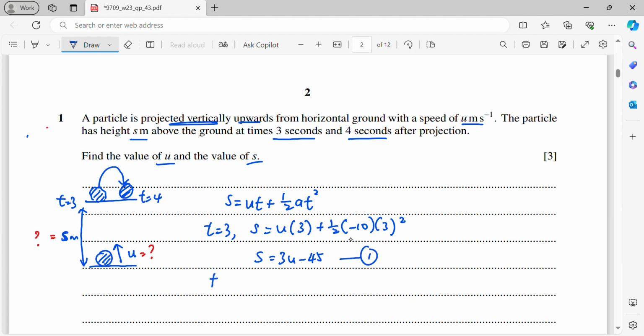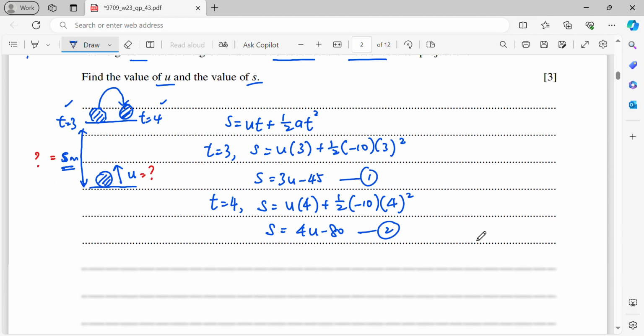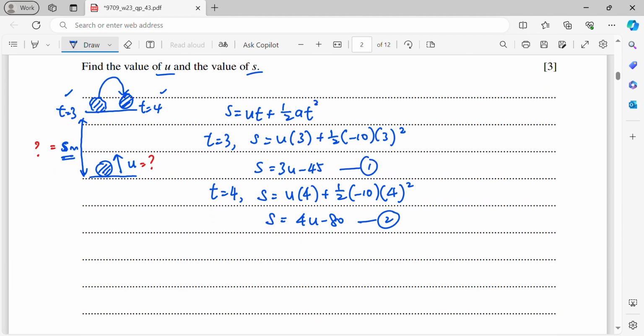Now we consider when t equals 4. So when t equals 4, s equals u times 4 plus half times minus 10 times 4 squared. Then you will be getting s equals 4u minus 80. That is our second equation. It is mentioned that at these two t values, it will be having the same distance from the ground. Therefore, we just need to solve these two simultaneous equations.